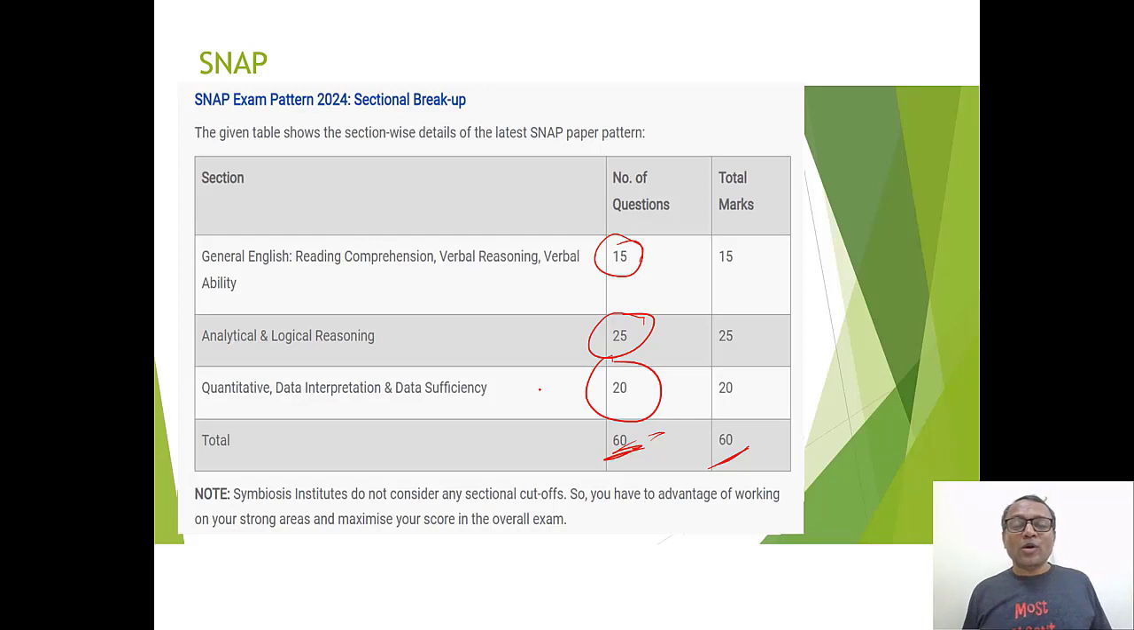Normally in CAT you have a little more weightage for verbal, and SNAP has less weightage for verbal, only 15 questions, with more weightage for the logic section. It is a speed-based test without any time limit per question as such. You just need to maximize your speed and go ahead.